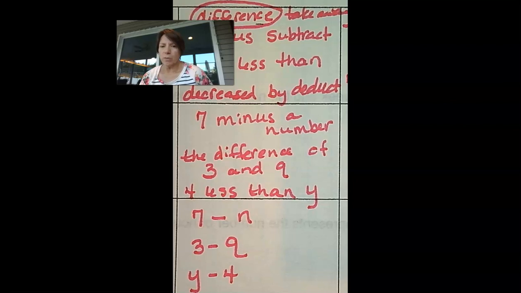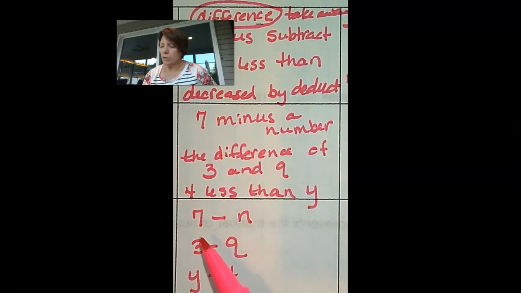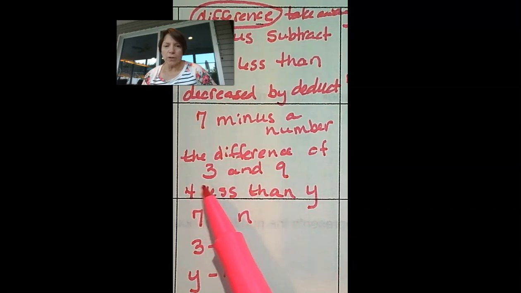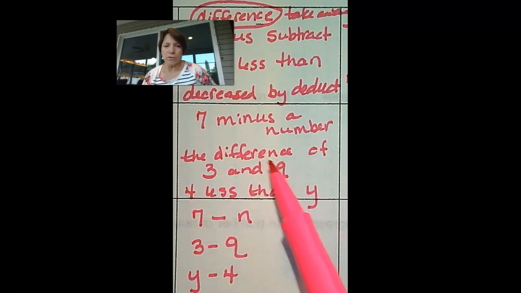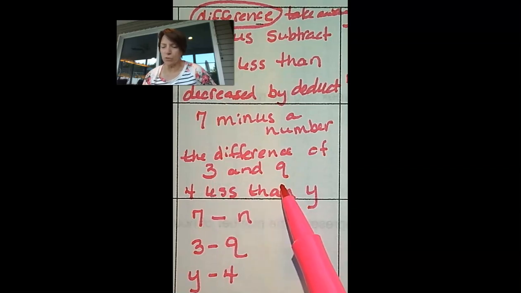Now subtraction is probably the trickiest one here, so let's take a minute to look at these. My first phrase is 7 minus a number, so I start with 7 and I subtract a variable. I chose n. The next one is the difference of 3 and q. The only way that we can tell whether 3 or q should come first in this phrase is that 3 comes first in the phrase and then q comes second. So the difference of 3 and q, we just write it in that order. That is not true with the next phrase. The next phrase says 4 less than y.